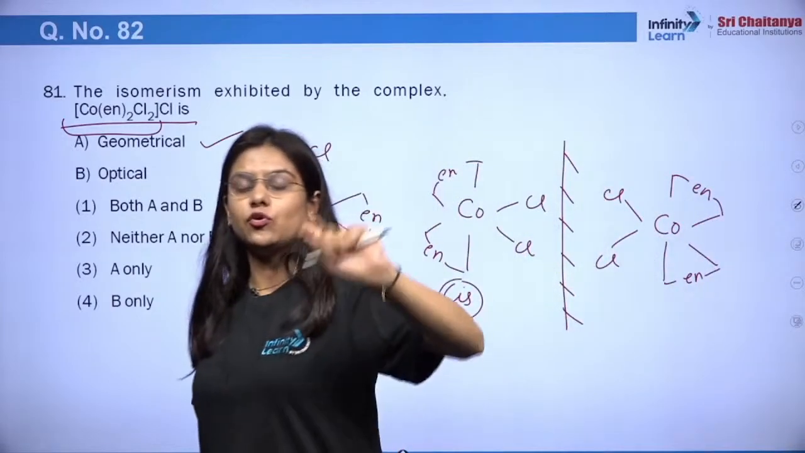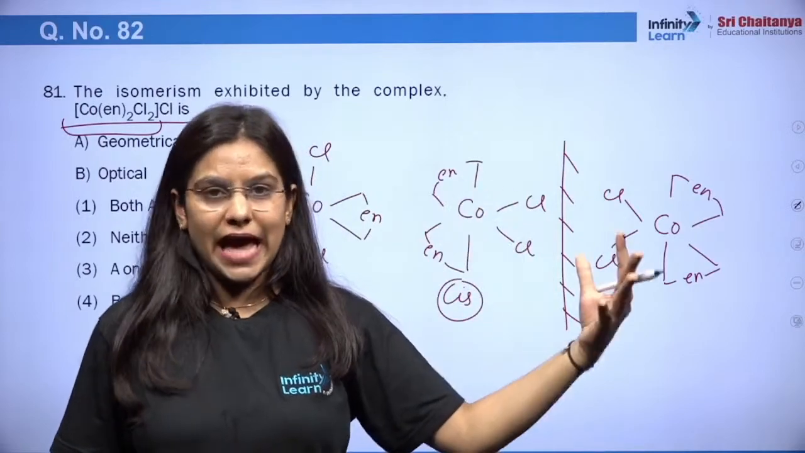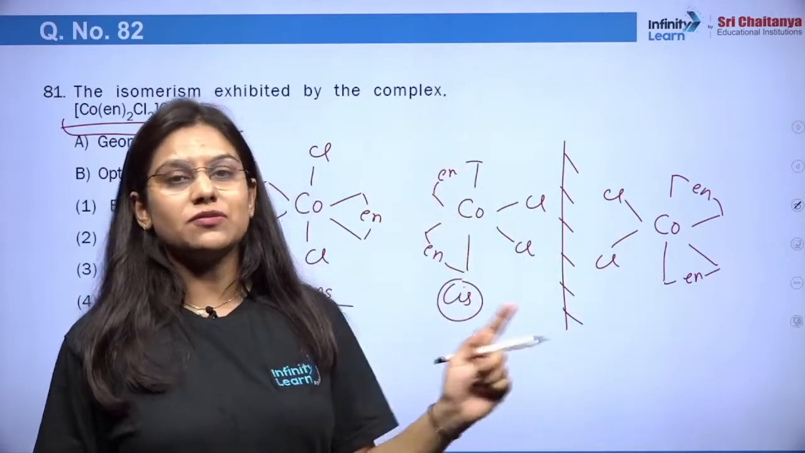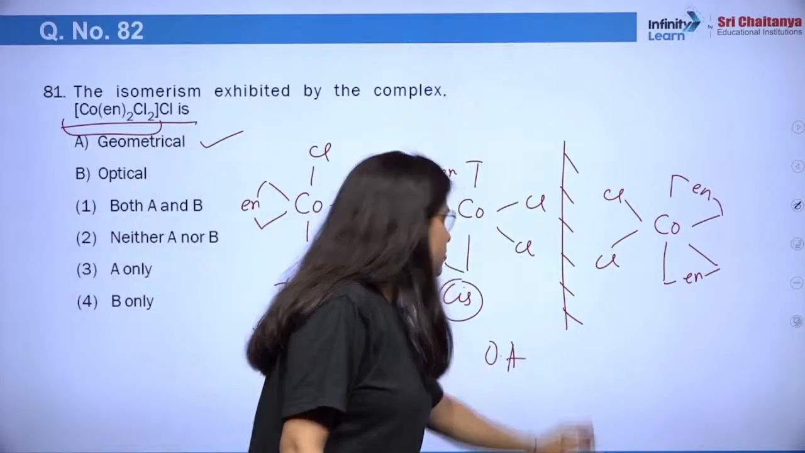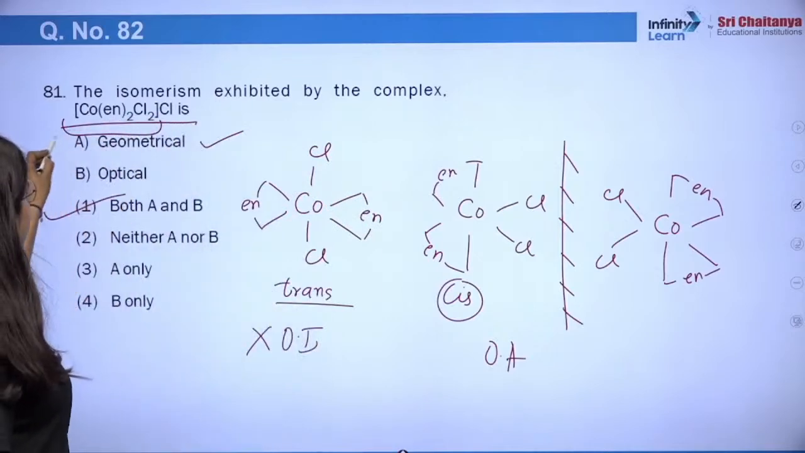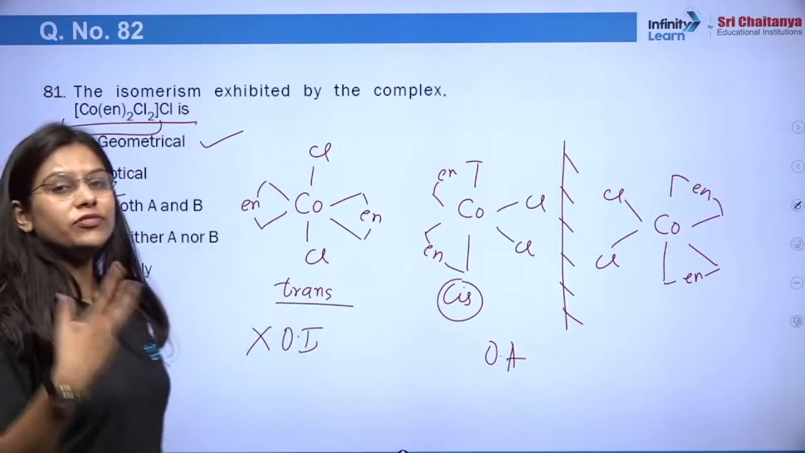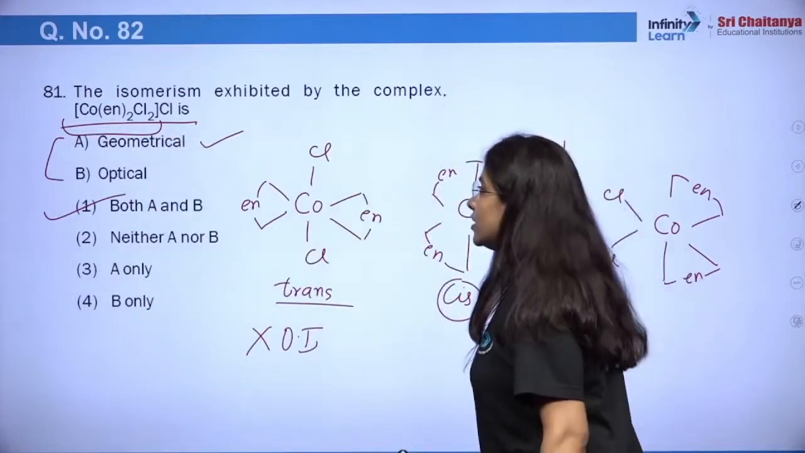So they will show geometrical isomers. Trans isomers are generally optically inactive. But when I am talking about the cis isomer, it is optically active. So what is the correct answer? The correct answer is both A and B. This complex will show both types of isomers, geometrical as well as optical. Next question.